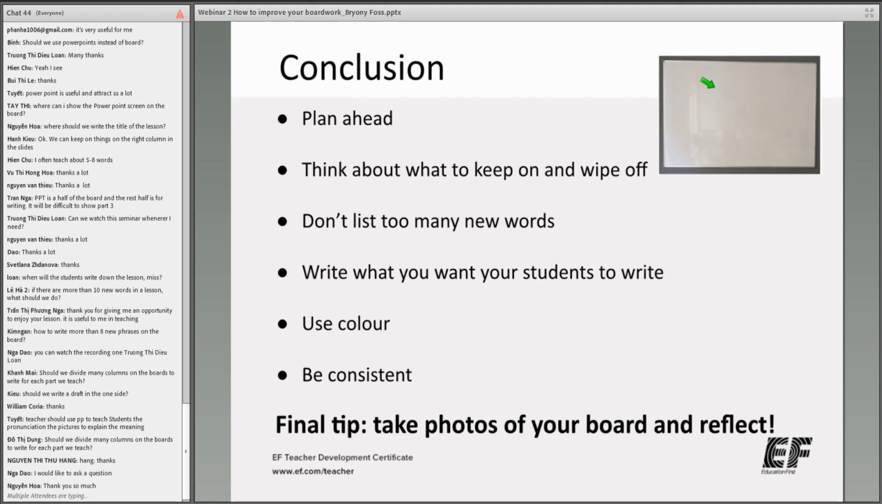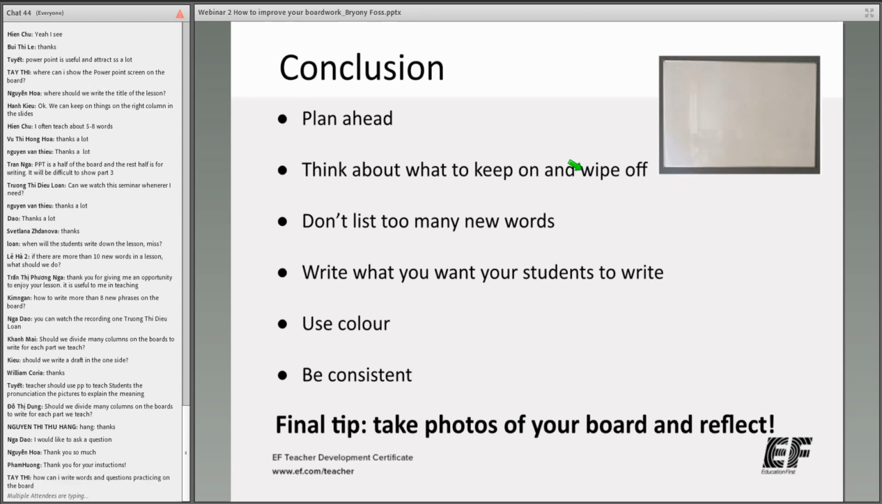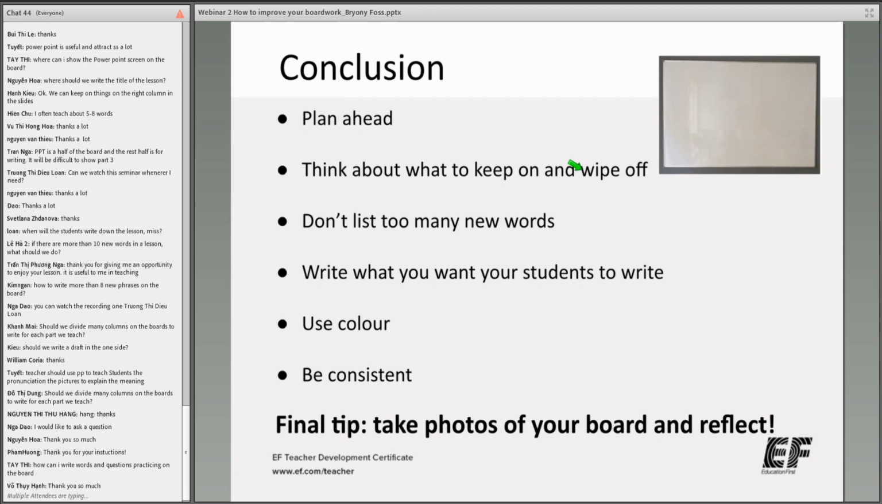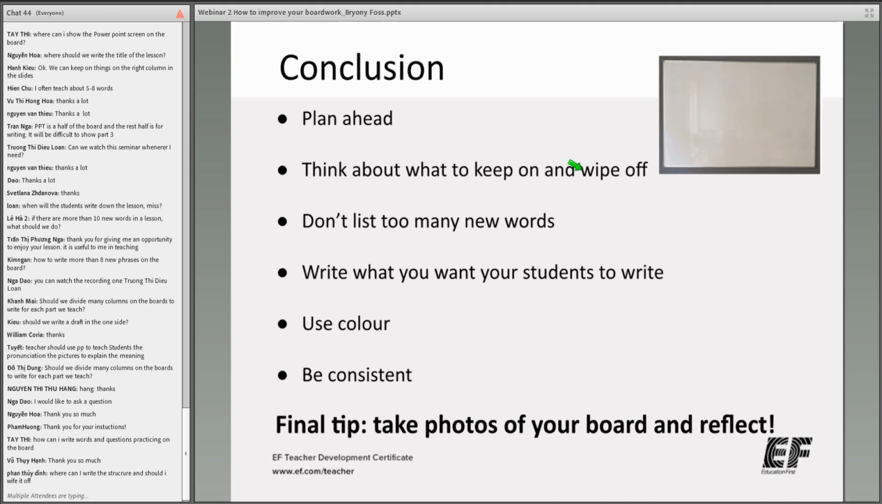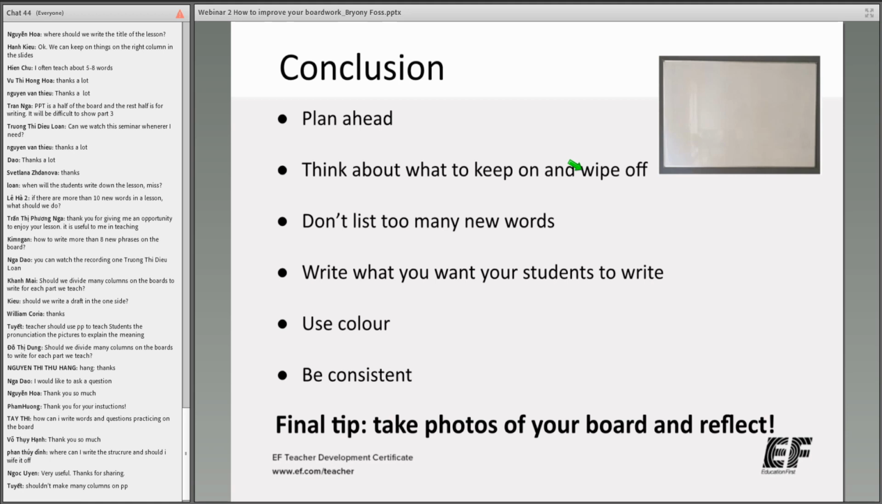Should we divide many columns on the board to write for each part we teach? If you divide your board into too many different columns, it can become very distracting for your students. So in terms of writing for each stage of the lesson, this is when we really need to consider what do we need to keep on the board and what can we wipe off the board. We don't want to keep everything we've written in the lesson on the board for the entire class. What other questions?